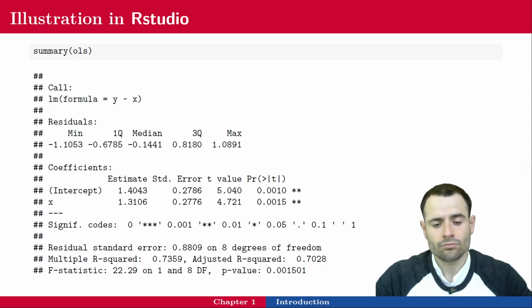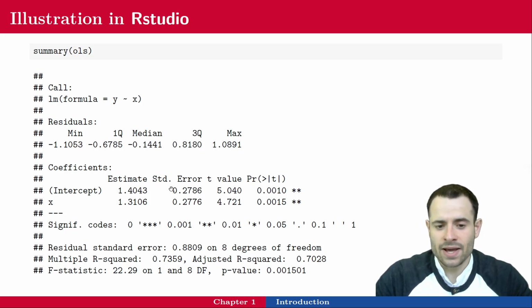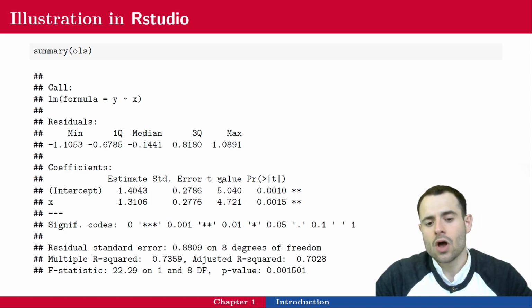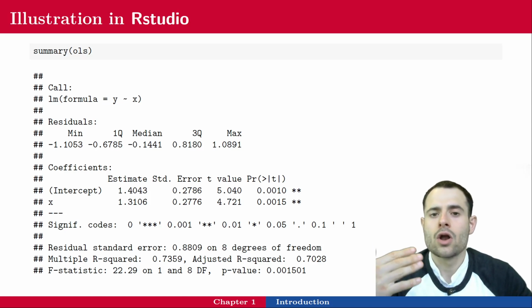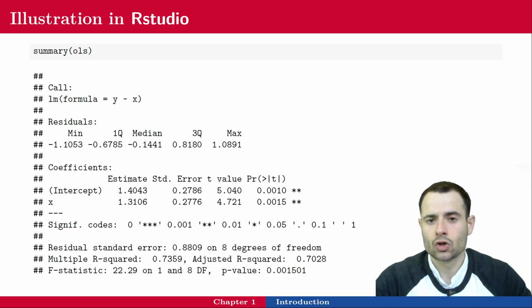so on. The standard error is the estimated variance of beta hat. The t-value is the one you use for inference. It is the ratio between the estimate and the standard error. So if you do 1.4043 divided by 0.2786, you are going to get 5.040. Remember that those t-values are the ones you compare to the critical value of a student or normal distribution. And if they are too big, then we reject H0.